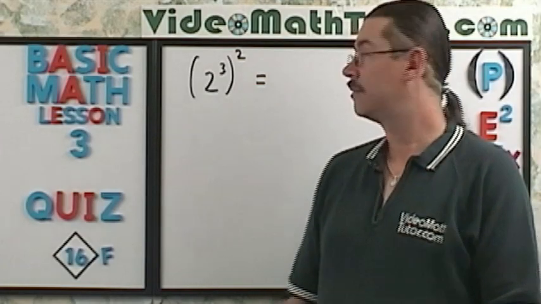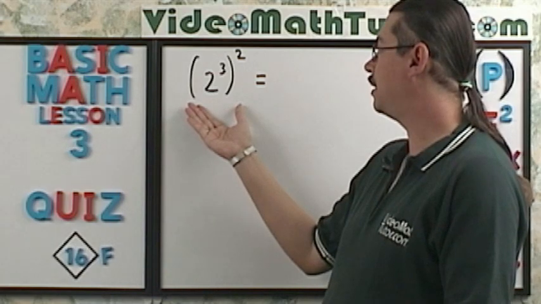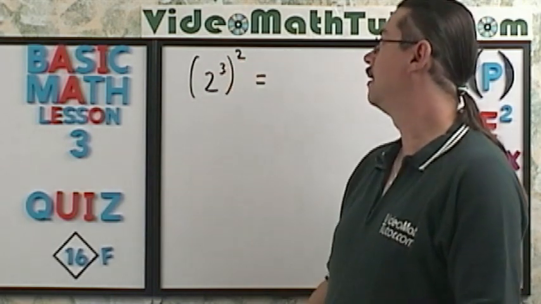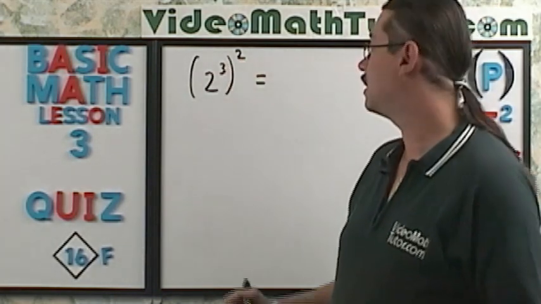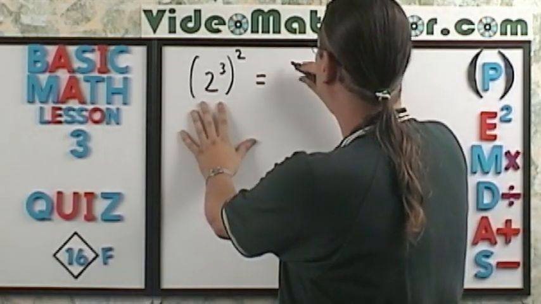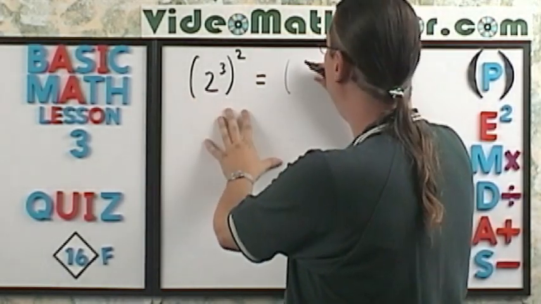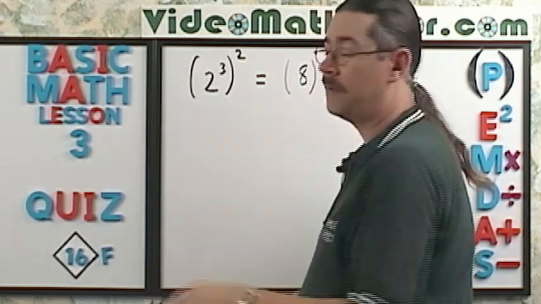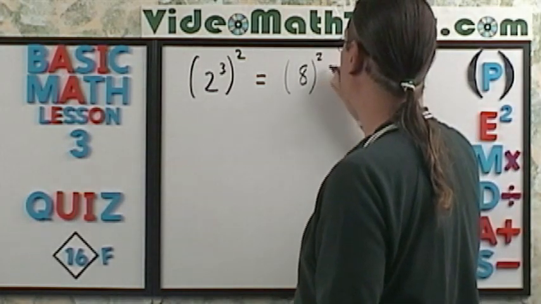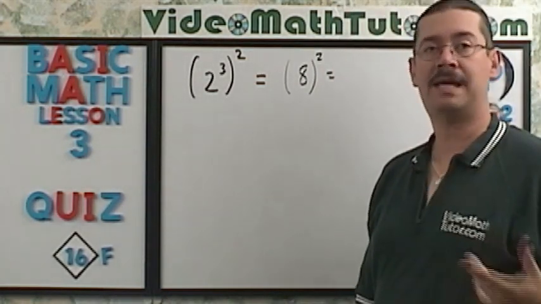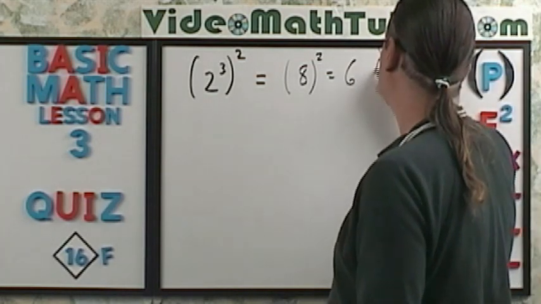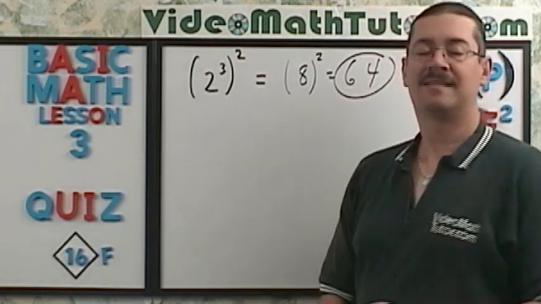For part F, we have something that's being raised to a power and then to another power. So order of precedence, we do what's in parentheses first. So, what is 2 cubed? Well, we found out earlier that was 8. And it's still being squared, and then 8 squared is 8 times 8 is 64.